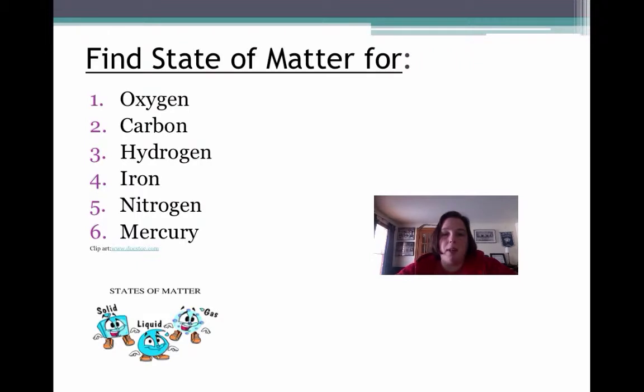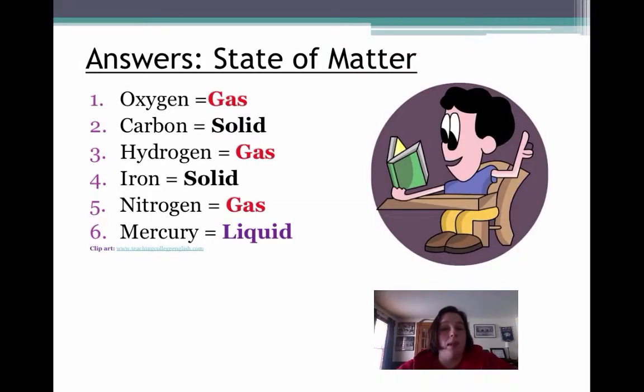So I would like you, whatever periodic table you're using, to try to find the state of matter for these 6 elements. So oxygen, carbon, hydrogen, iron, nitrogen, and mercury. So go ahead and put me on pause, and I want you to see if you can go find it. How did you do? So the answers were oxygen is a gas, carbon is a solid, hydrogen is a gas, iron is a solid, nitrogen is a gas, and mercury is a liquid.